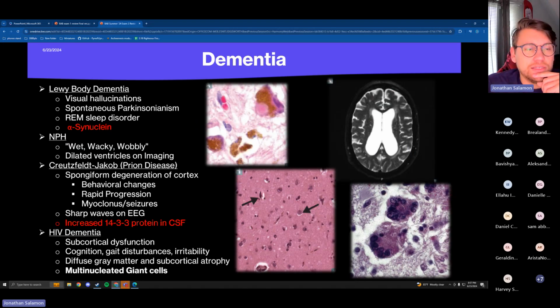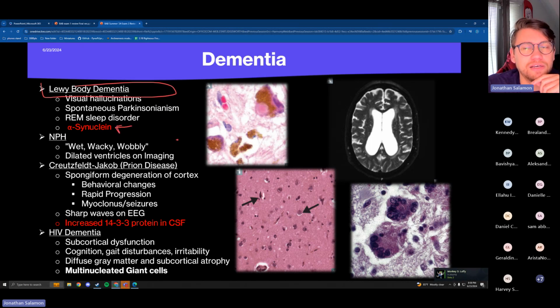Lewy body dementia, this is your accumulation of alpha-synuclein. These are your Lewy bodies. The association with REM sleep disorder. If somebody is in their late 40s or early 50s, and all of a sudden they have Parkinson's out of nowhere, and they're also hallucinating, and they have very late-stage dementia-type syndromes, it's Lewy body dementia.